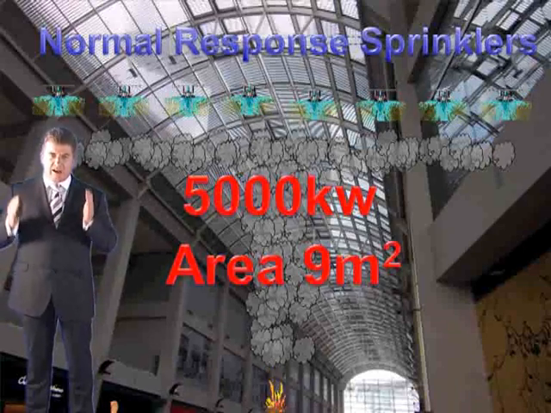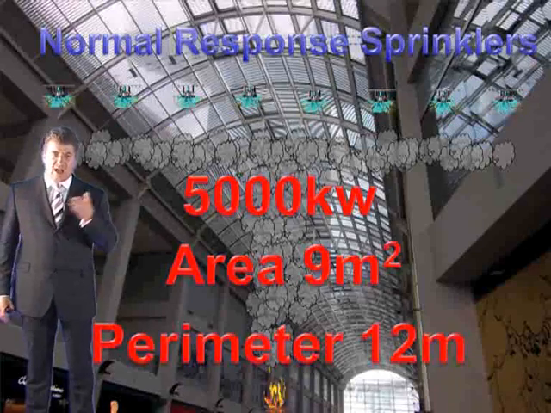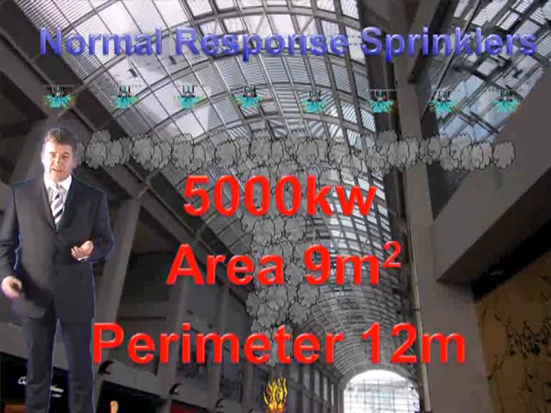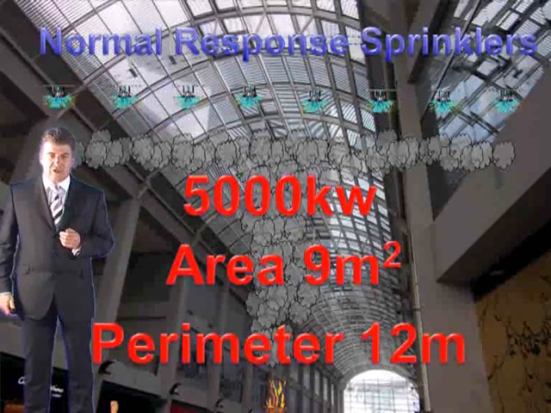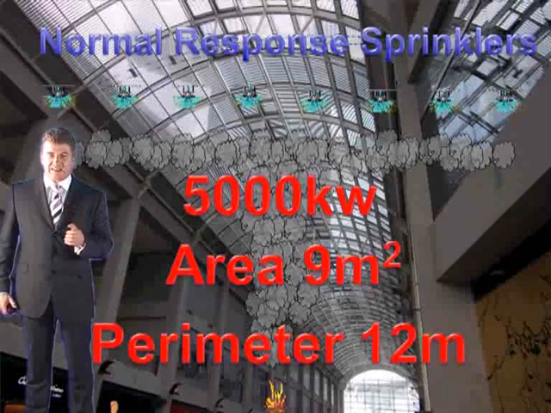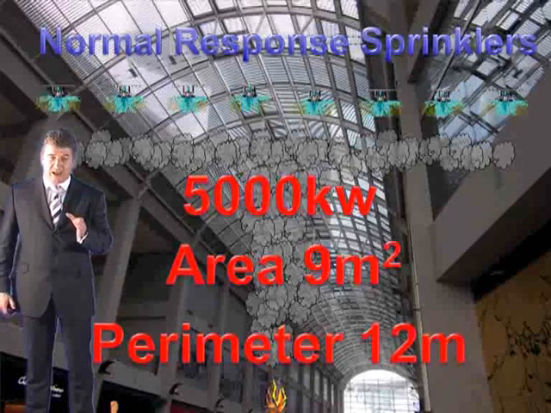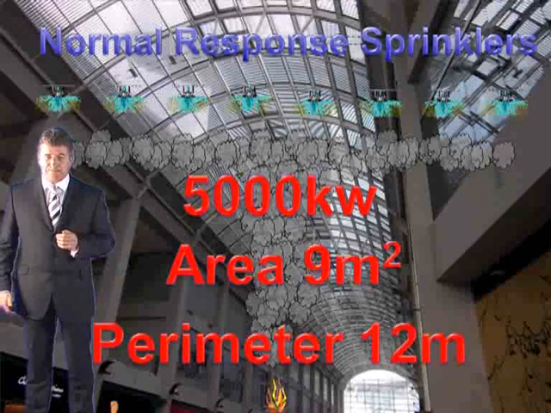3 metres, and it's got a perimeter of 12 metres. Again, if there'd been fast response sprinklers, it'd have been 5 square metres with a perimeter of 9. That's what you needed to work out. So we know our design fire size now. It's 5,000 kilowatts and the perimeter is 12 metres and it's 3 by 3 metres.